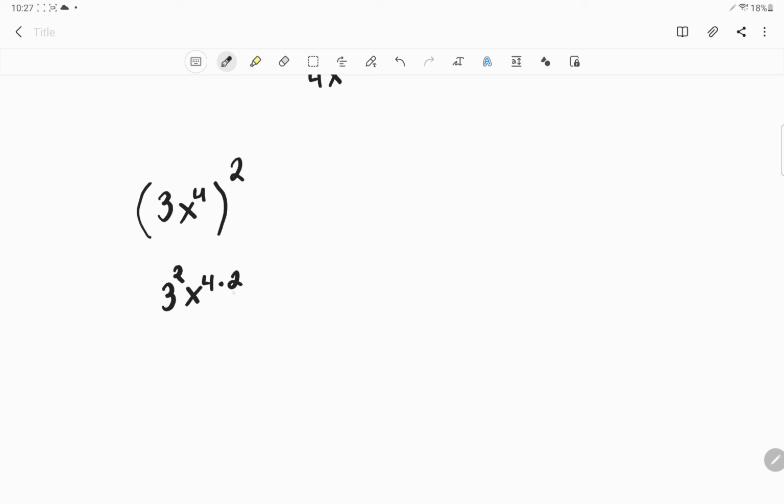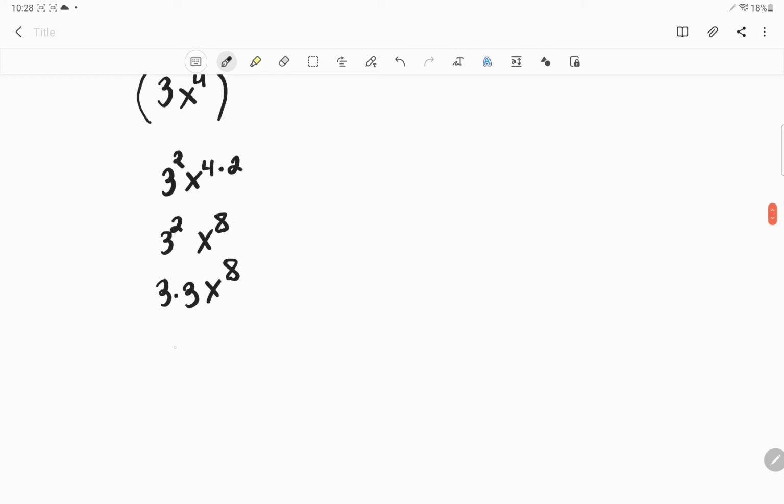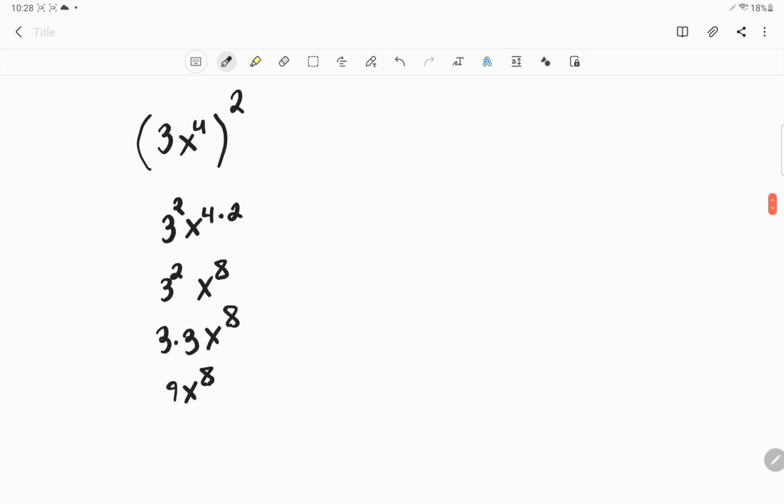So what's 4 times 2? 4 times 2 is 8. And 3 to the 2nd power. So what's 3 multiplied by itself 2 times? So 3 times 3 is equal to 9. So literally that's our answer now. So it's not very hard. All you have to do is make sure you bring the exponent on the outside on top of both of your numbers and letters whenever you're doing this type of problem.